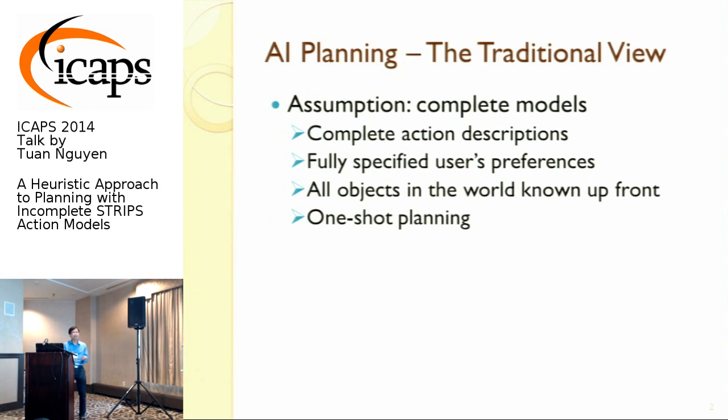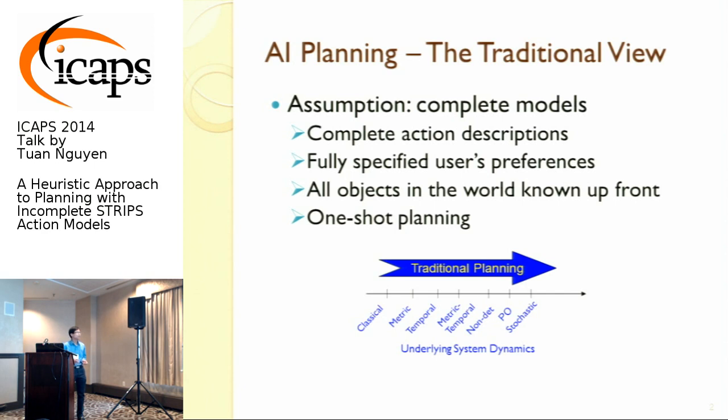In AI planning, the assumption that we normally have is that the models are always complete, in the sense that the action descriptions are completely specified, the user preferences are known upfront, and all objects in the world are also known upfront. In those cases, we only need one-shot planning. This holds for many different models of planning, for example classical planning, metric planning, or temporal planning, and even stochastic planning, where we have stochastic actions but we know exactly the probability of outcomes.